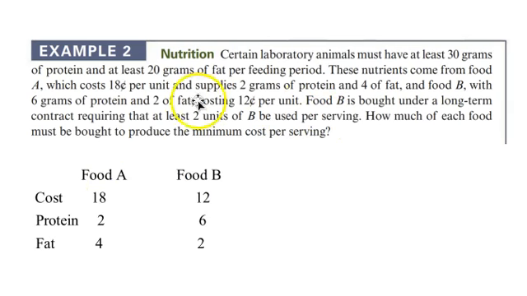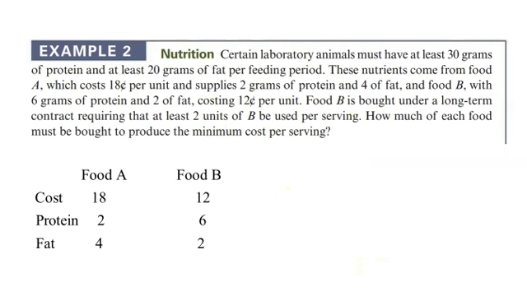Food A costs 18 cents per unit. Food A has 2 grams of protein per unit and 4 grams of fat per unit. Food B costs 12 cents per unit, has 6 grams of protein and 2 grams of fat. So we've broken it up this way. We recognize, of course, that we have to have at least 2 units of B.